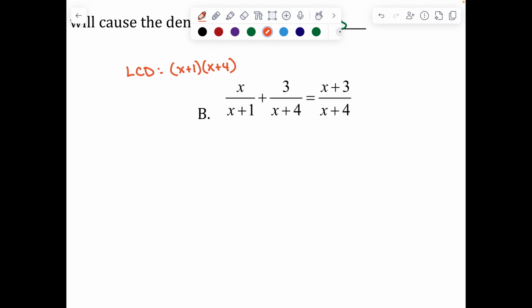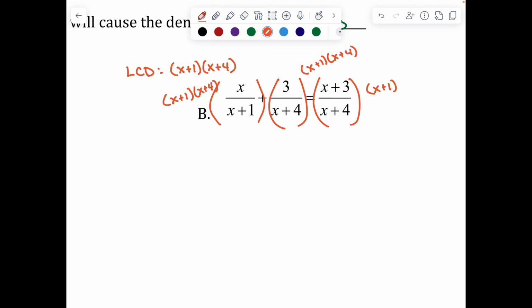So we're going to multiply left and right side both by x plus 1 times x plus 4, and I'm going to write it as I'm multiplying each piece of this. So I need x plus 1 times x plus 4 multiplied by our first fraction. I need x plus 1 times x plus 4 multiplied by our second fraction, and remembering to distribute it there. And then we need x plus 1 times x plus 4 to be multiplied on the right-hand side.